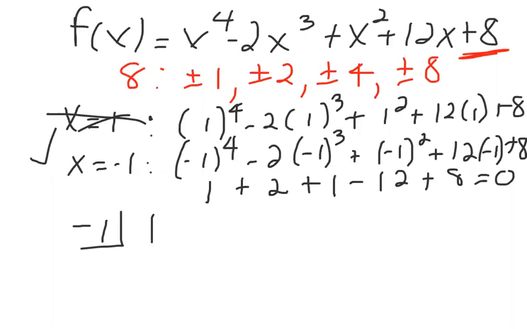X to the 4th, its coefficient is 1. Coefficient of x cubed is -2. Coefficient of x squared is 1. And then coefficient of x is 12, guys. And then finally, we have the 8. You know what? Let me put this closer to this 1 here. I don't want you guys thinking that's 2 separate numbers. There we go. So we got the coefficients of every single term.